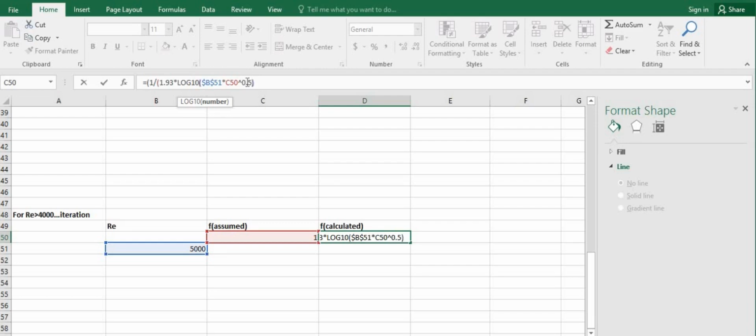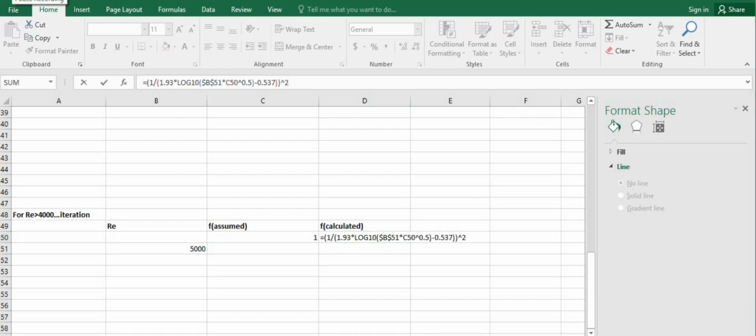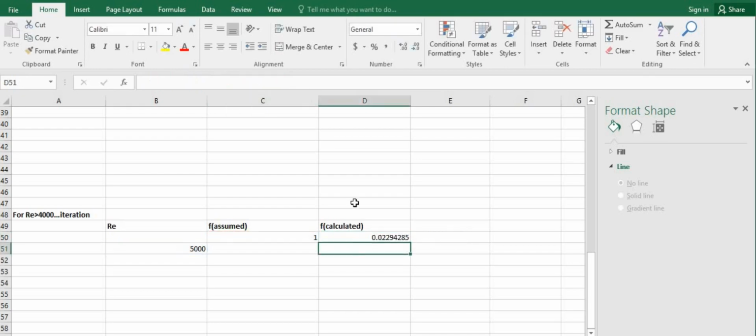So you can close this bracket and then minus 0.537. Then you can close the bracket for the denominator and then close the whole bracket for everything and then raise to the power of 2. So you press enter and this is your calculated f.